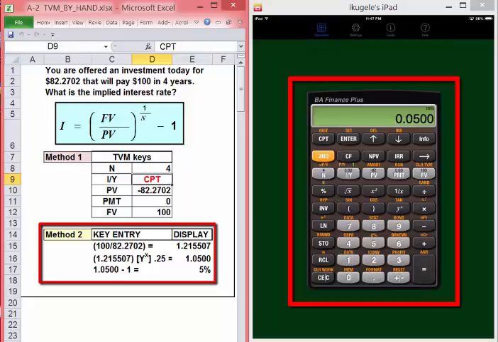There's our 5%. While I realize most financial calculations you'll need to make will be done in either a financial calculator or in Excel, seeing how to handle the computations using the formulas provides a better sense of what you're actually solving for.